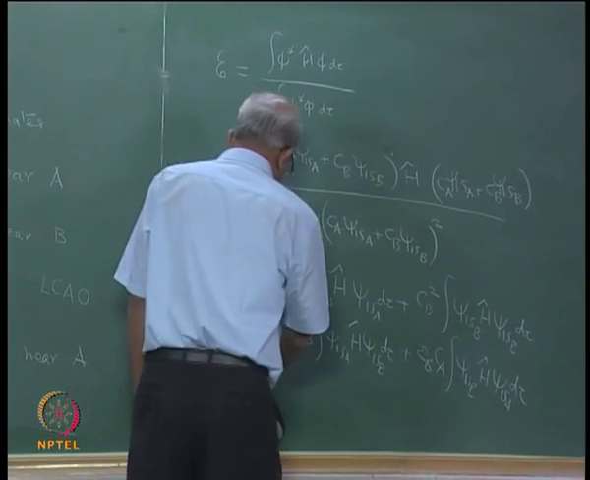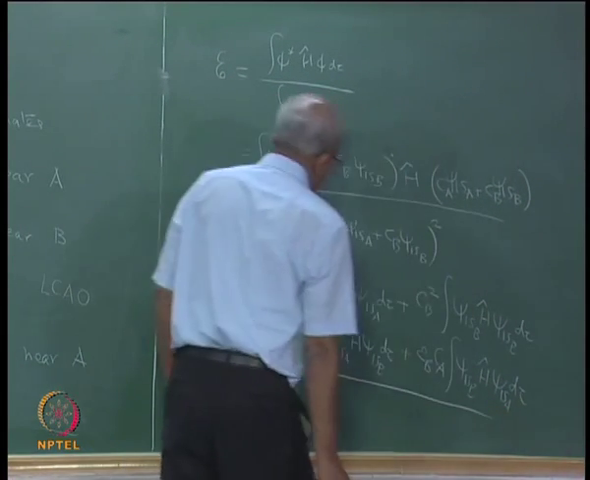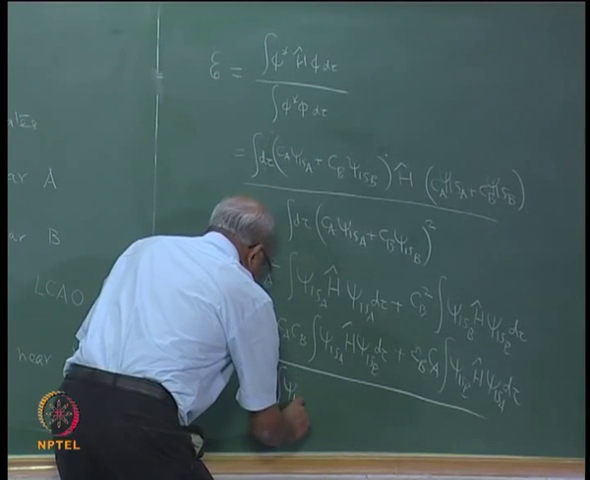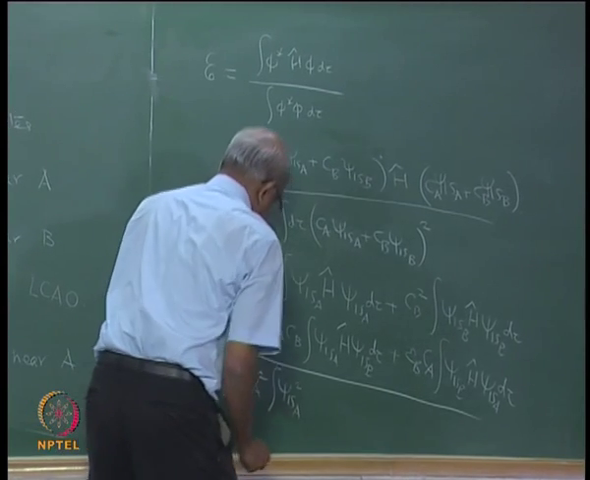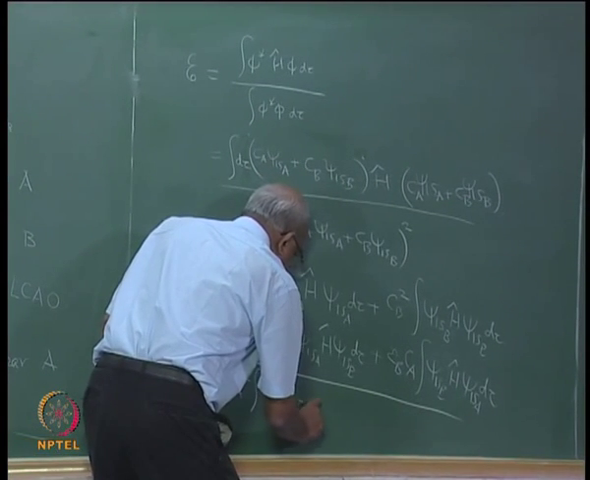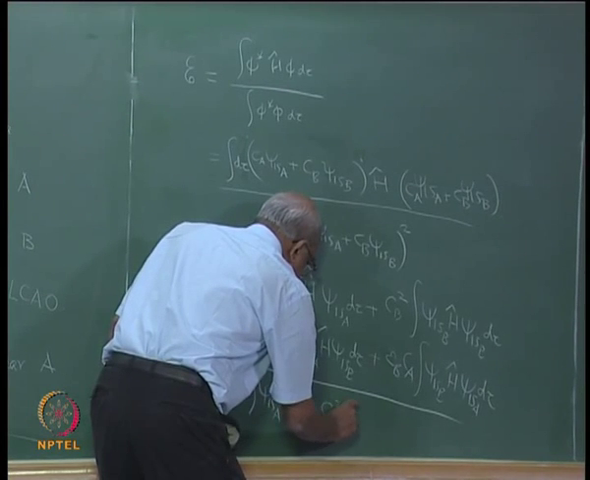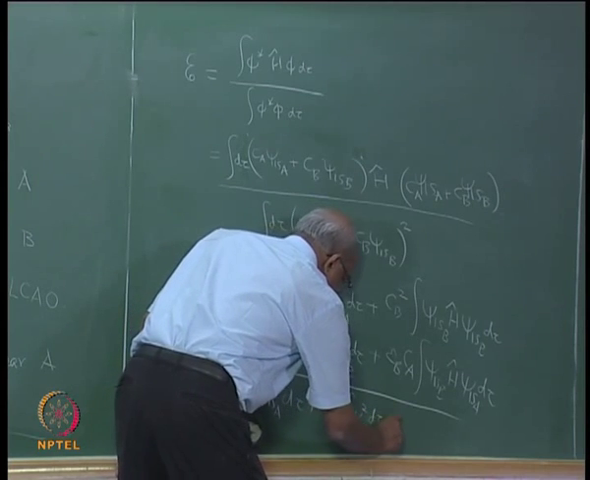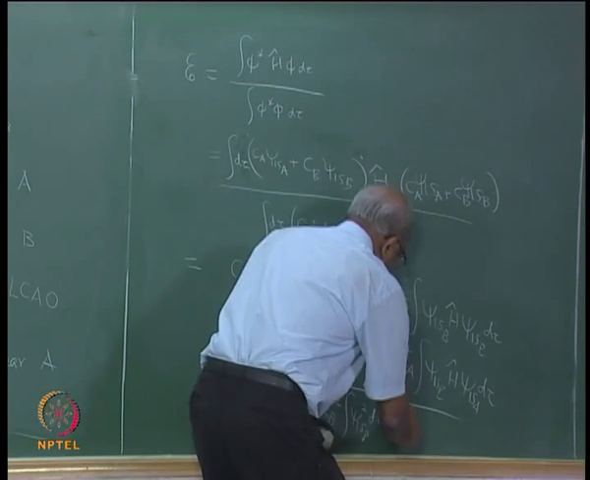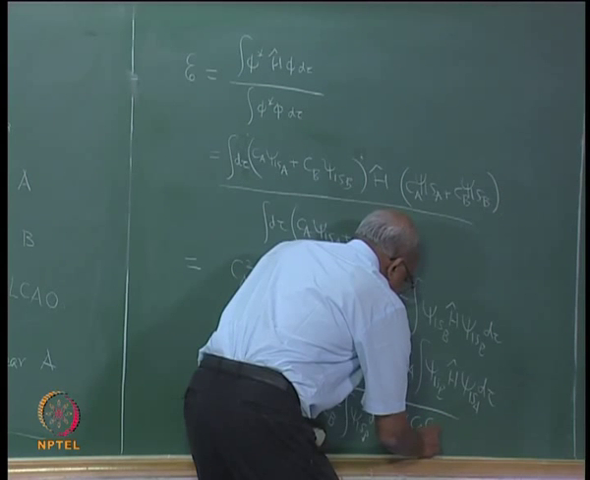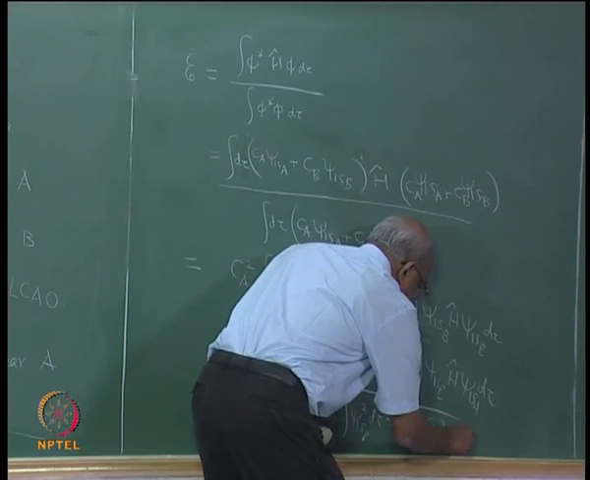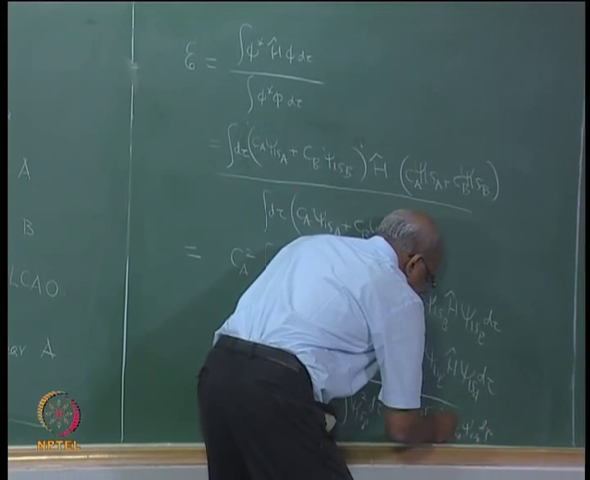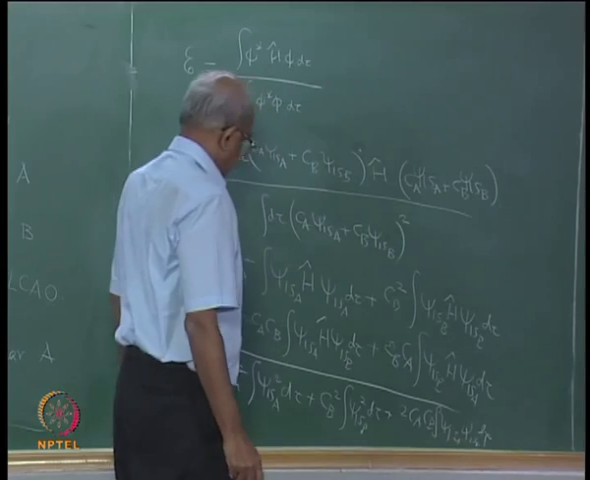So, that is the numerator, and the denominator is fairly simple: Ca square integral psi 1sa square d tau plus Cb square integral psi 1sb square d tau plus, if you just square this, you are going to get 2 times Ca Cb psi 1sa psi 1sb. Difficult to write it here, I will write it better later.